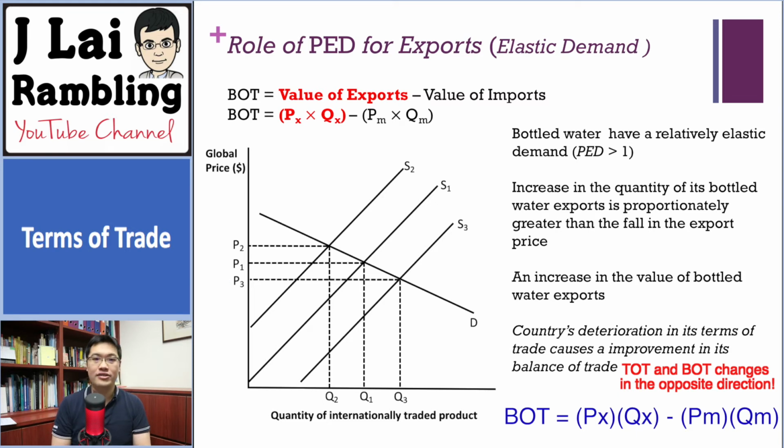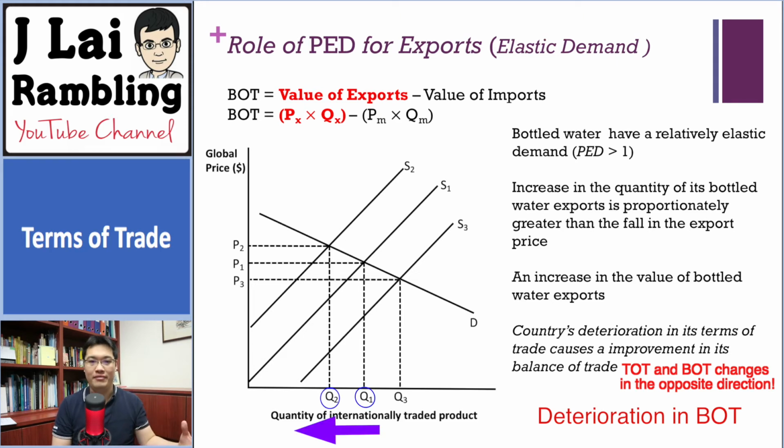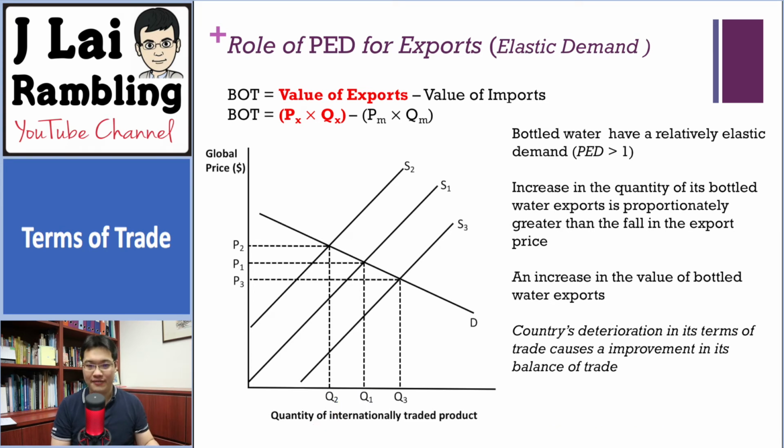On the other hand, let's look at the case where supply reduces from S1 to S2. The price will increase from P1 to P2, a small increase in price. But look at that decrease in the quantity of bottled water. It's significant, from Q1 to Q2. And therefore, when the country's terms of trade improves because the price of exports increases, it will actually lead to a deterioration in the balance of trade, because a lot fewer people are buying it, and therefore the revenue will drop significantly.